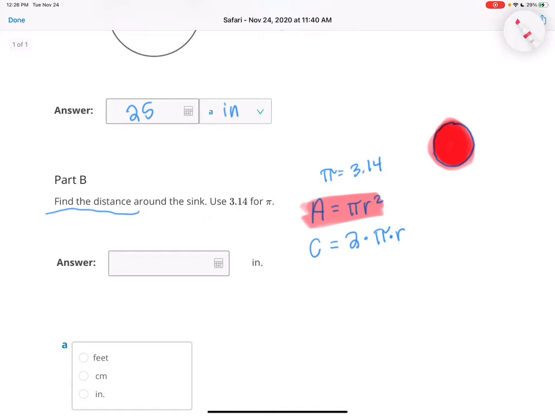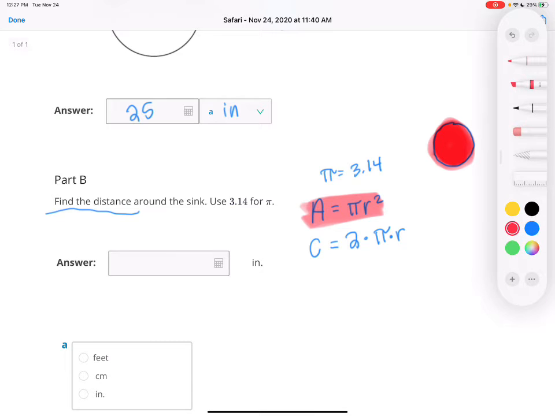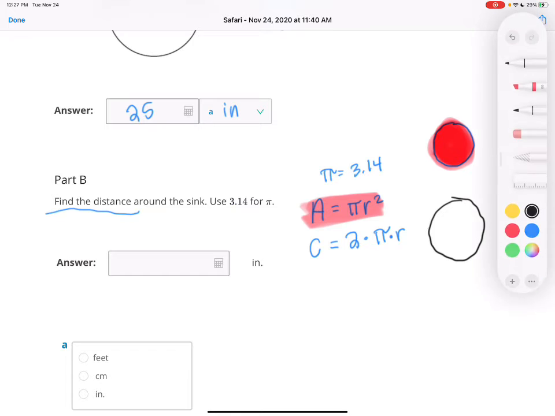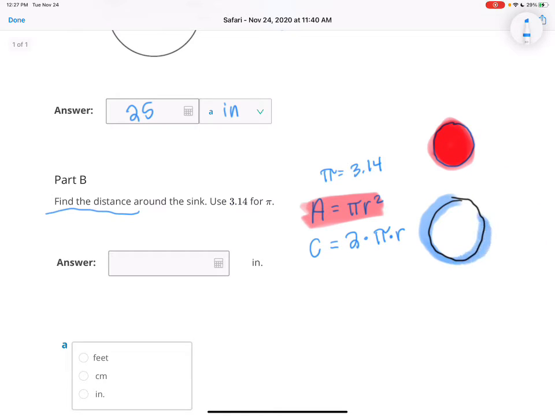But circumference, and I'm going to draw another circle for circumference, and I'm going to highlight what circumference is: the distance around the circle, which would be the rim. So I want you guys to think about a basketball goal, a rim going around that circle. So you have to decide which formula would be best. Would it be better for me to use the area formula or the circumference formula? So I want you guys to think about that for a second.